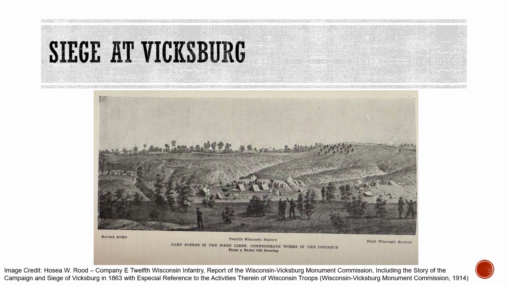Here's a drawing of the Wisconsin 12th Battery along with the Wisconsin 6th Battery at Vicksburg. Kind of shows what the encampment looked like. It's from a book that was put together in 1914 that commemorates the Wisconsin activities at Vicksburg.